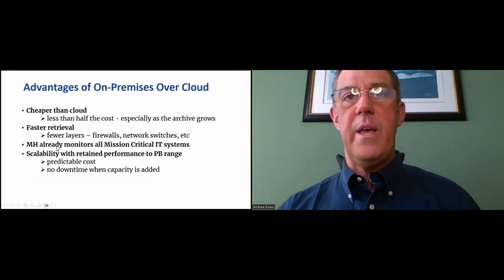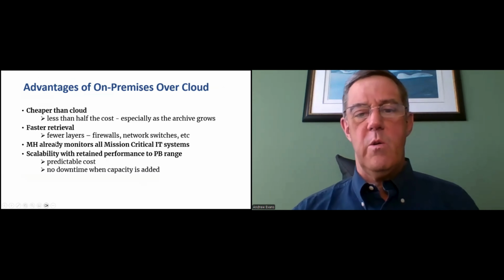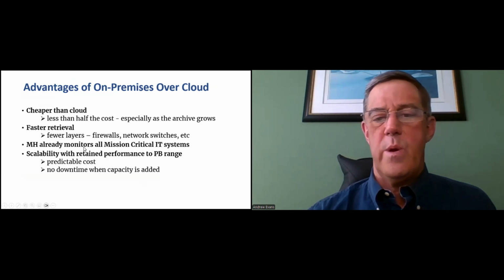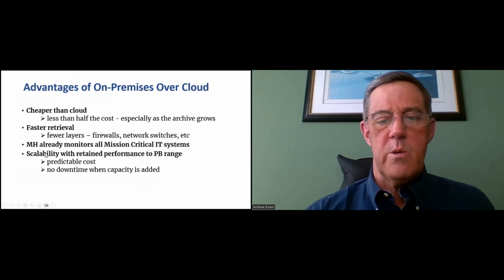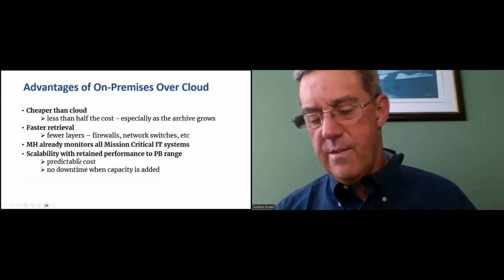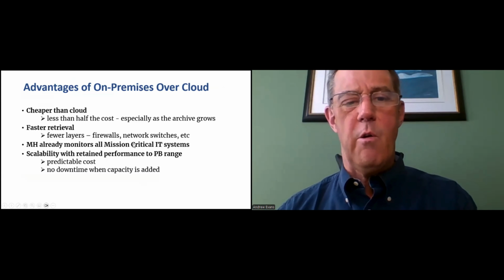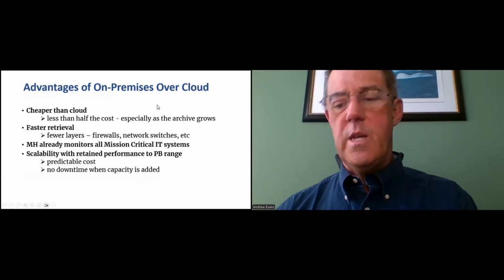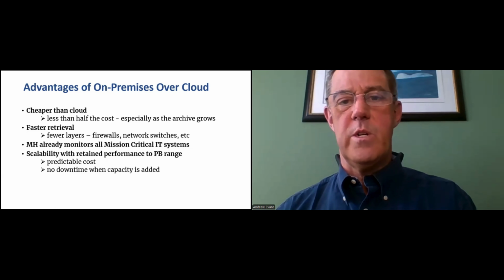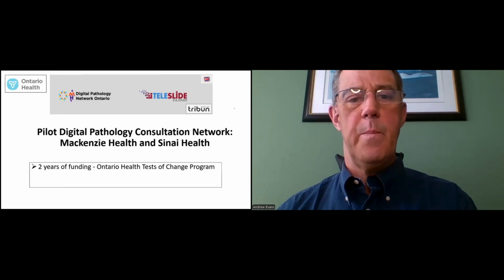Mackenzie Health already pays for monitoring mission critical IT systems. This is 24/7. And it was also scalable with retained performance out into the petabyte range with a predictable cost. So for us, at the volume of slides that we generate, this was the better alternative, which is not to say it couldn't change going forward.